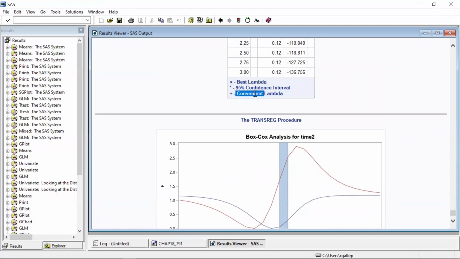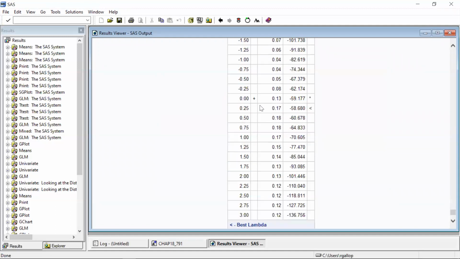But what's most important is this thing called the convenient lambda. And what the convenient lambda is saying is, you know what? We realize the Box-Cox transformation may not be the most usual transformation. And so what the convenient lambda is saying is, you're not really having a significant loss of fit by using the lambda 0. That's the convenient lambda.